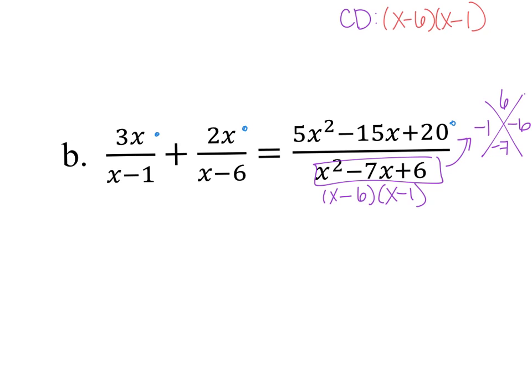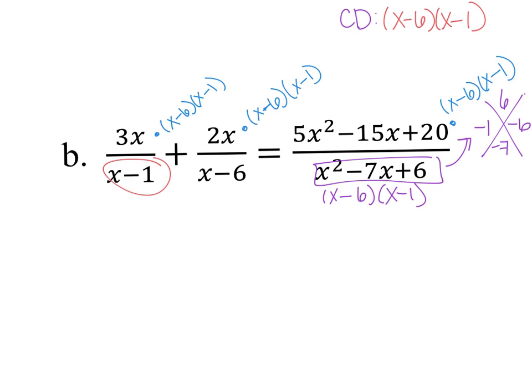Alright, so now I want to multiply everything by that common denominator. So when I multiply, I'm going to have x minus 6 times x minus 1, and then x minus 6, then x minus 1, and then x minus 6 again, and then x minus 1, and cross out what I can. Whatever I have on the bottom, I can cross out on the top. So x minus 1, x minus 1, x minus 6, x minus 6, and then I end up crossing out the whole entire thing.